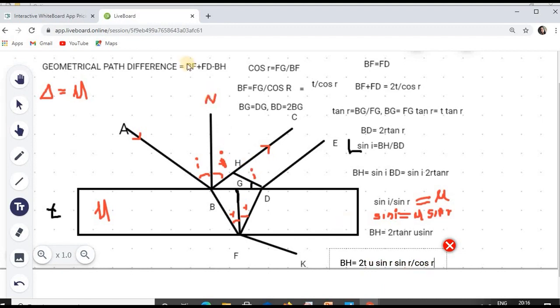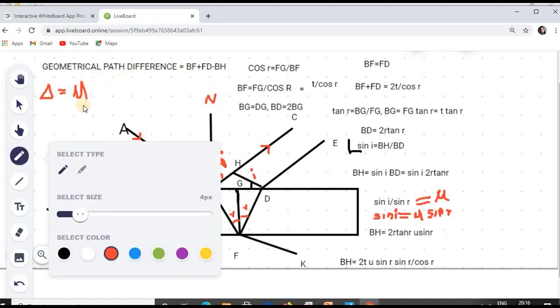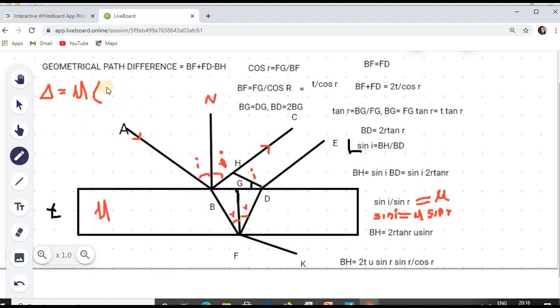Okay, so we'll have to start with this one. Here I have the expression for my optical path difference to be mu into BF plus FD, that is BF plus FD, minus BH.